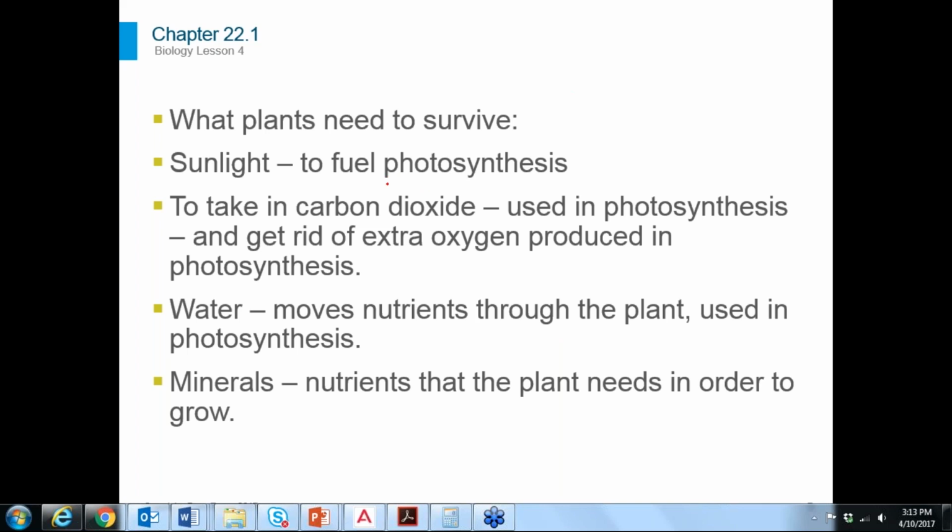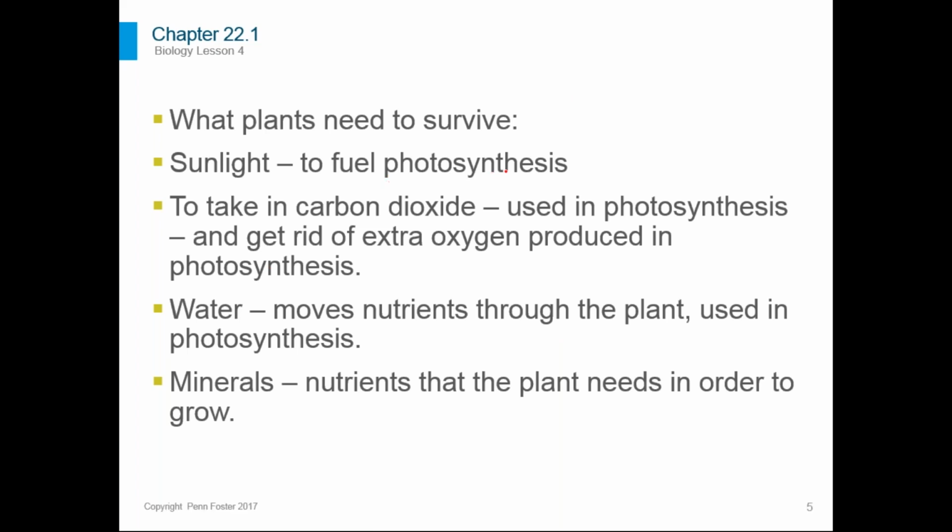And you can see that what plants need to survive, a lot of it is related to photosynthesis. They need sunlight, they need carbon dioxide, they use water. All of those things are used in photosynthesis, so it's very important.